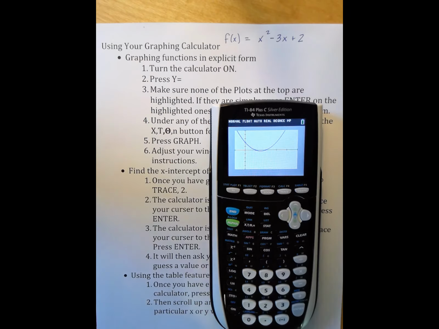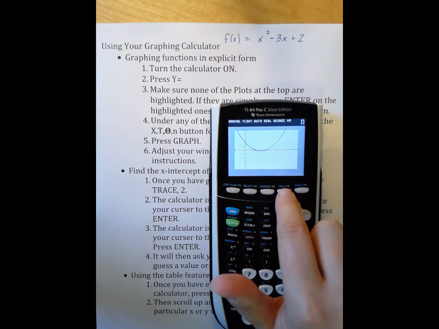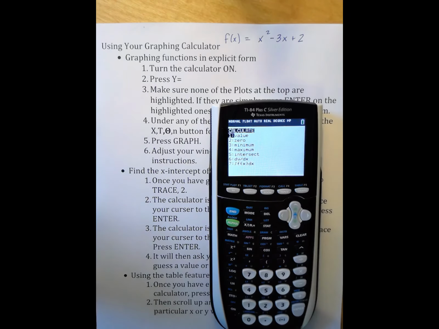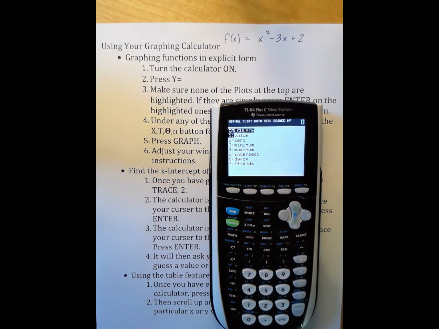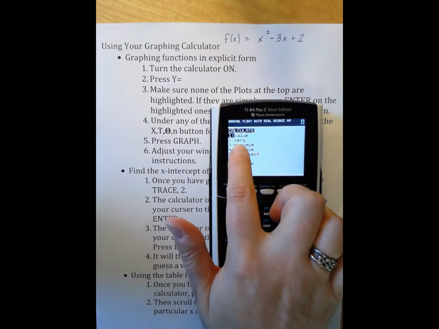So now I'm going to do the part where I'm looking for the x-intercepts. Now that I've got my graph shown on my screen, I want to calculate something. The calculate button is the blue button above the trace, so that's my blue second trace. And then I'm given these options: value, zero, minimum, maximum, intersect, etc. If you'll remember, we've used a number of words to talk about x-intercepts sort of interchangeably, and they mean slightly different things, but one of those words is a zero, meaning when y is 0.